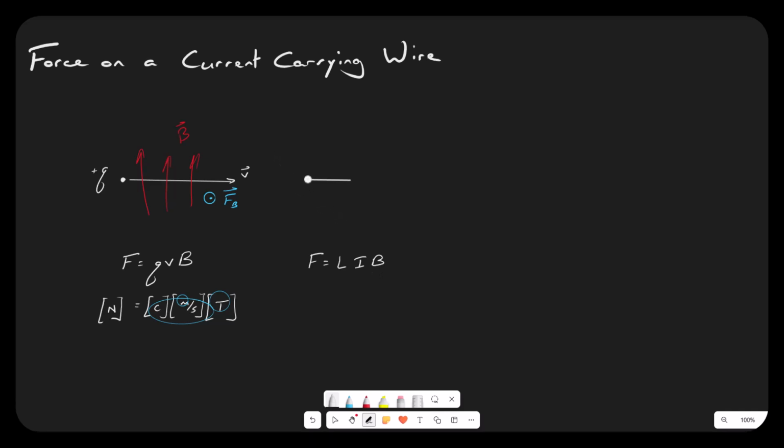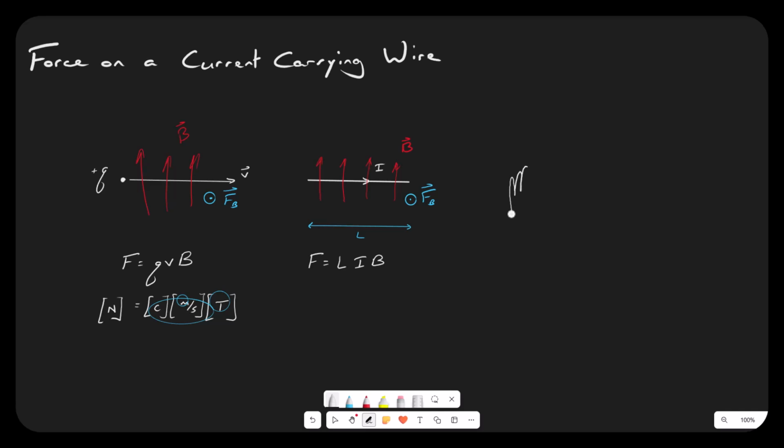If I have a wire like this, and I have charges moving to the right, and maybe this wire has a length of L, then if this is moving through a region of magnetic field, remember we defined the current as the direction of motion of positive charges. We can actually use the same exact right hand rule, and we're going to get a force that comes out of the screen. So what does this mean?